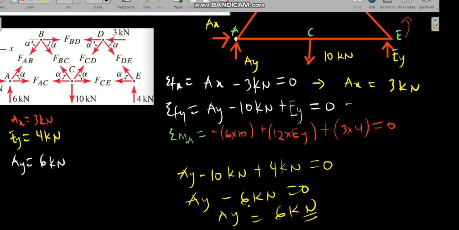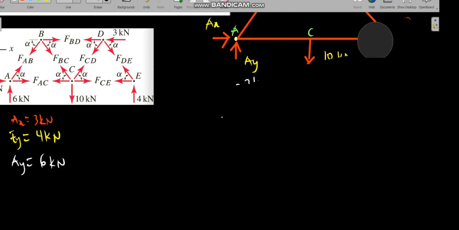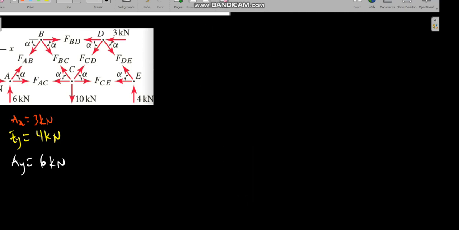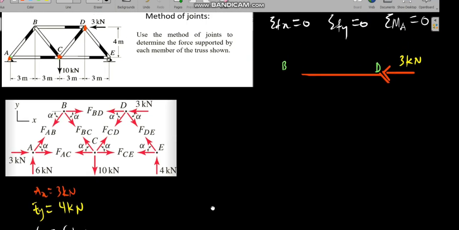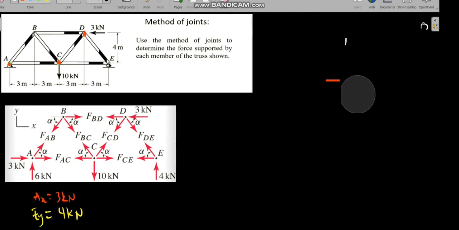We are applying the method of joints here. So you are going to draw the figure for each of the joints, then you calculate the force acting on each one of them. So let's go ahead and do this. Let me bring back the question. Let me clean this. Alright, so you got Ay to be equal to 6 kilonewton.